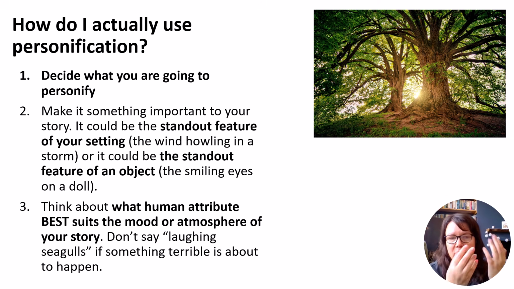So the first thing that you're going to do is think about the different things that you've thought you might like to include as an element in your story, and choose a standout feature of the setting or a standout feature of an object, and then think about what human attribute best suits the mood and atmosphere that you're going for. And remember, in my previous videos we've talked about: is your story going to be a fun, chill vibe? Is it going to be something where it's scary and ominous? Whatever the mood or atmosphere that you're trying to create, you are going to personify to match that.